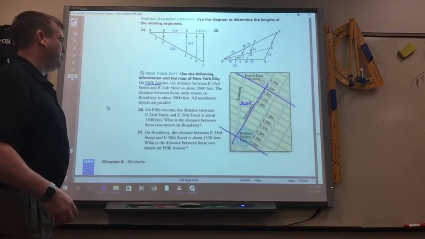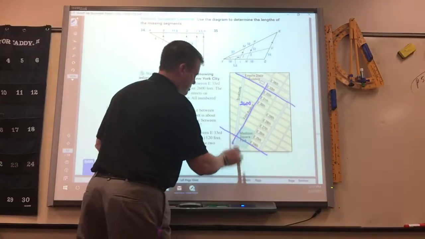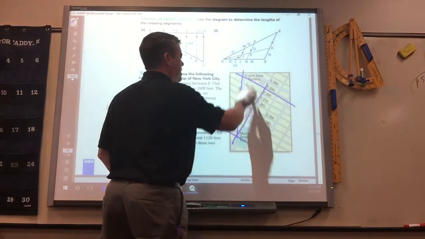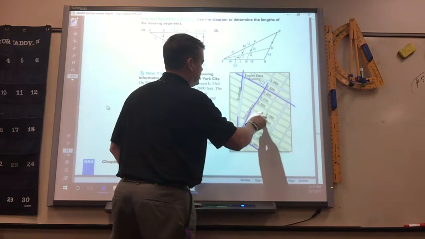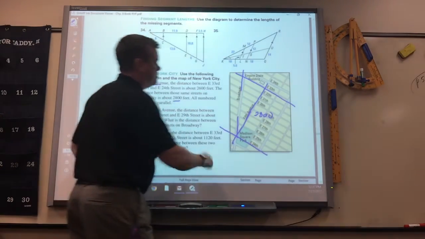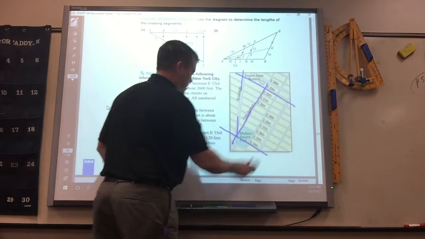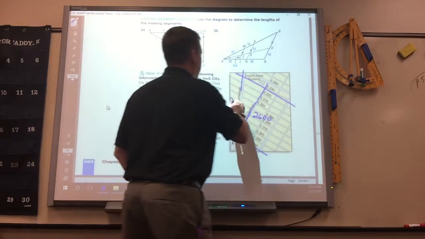The distance between those same streets on Broadway, so right here, I should do that on the other side, is 2,600... this one's 2,800.